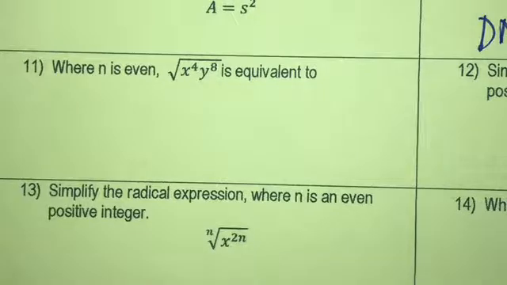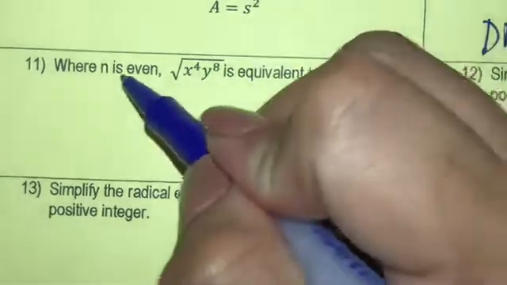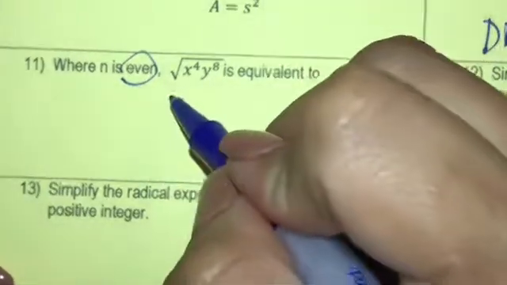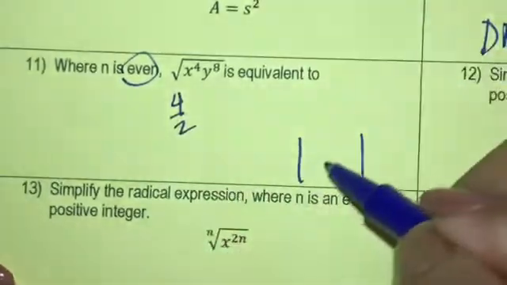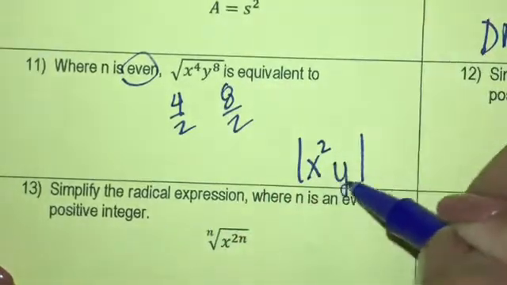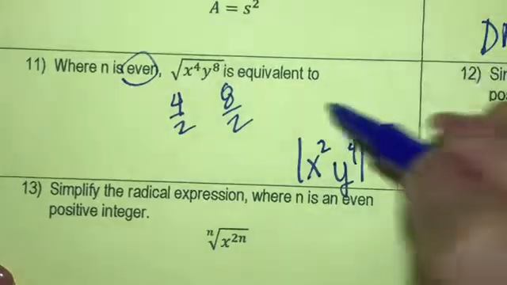Number 11. This is an even root. You're going to need the square root. So it's 4 divided by 2, which is x squared, and then 8 divided by 2, which is y to the 4th. That's your solution.